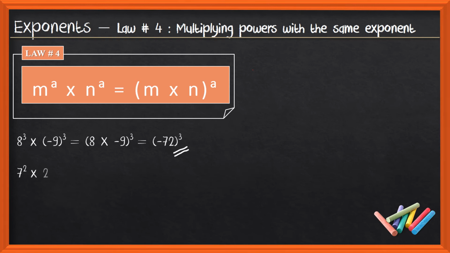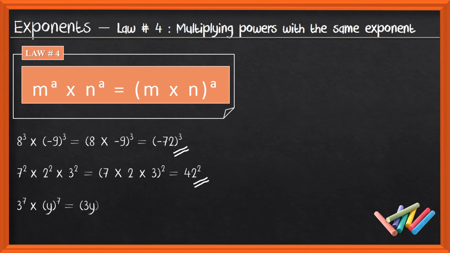7 square times 2 square times 3 square is equal to 7 times 2 times 3 the whole square, which is equal to 42 square. And one last example, 3 to the power of 7 times y to the power of 7 is equal to 3y the whole power 7.